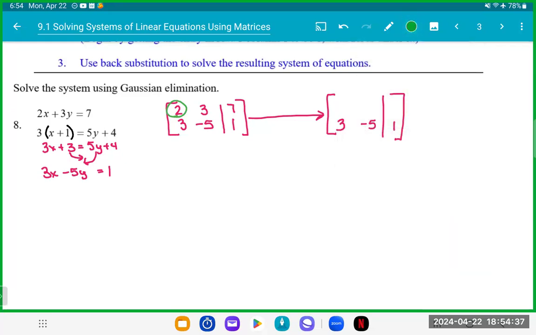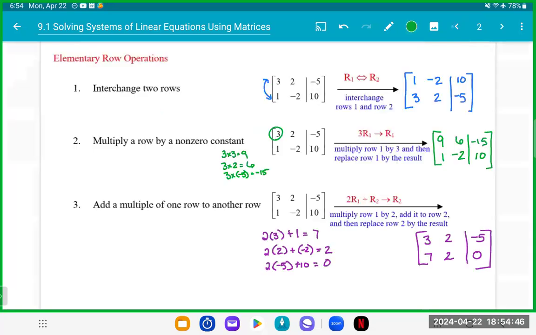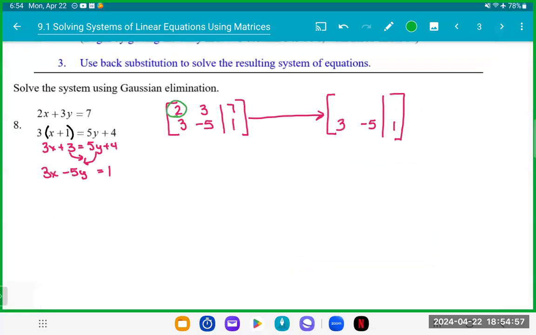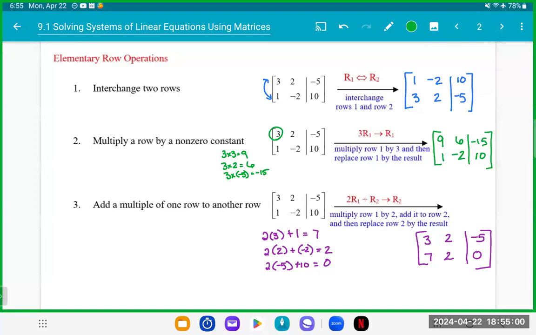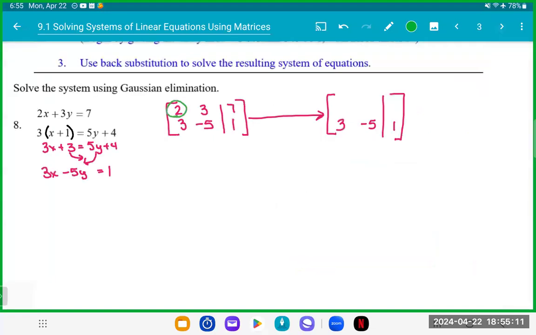So what can I do to that number 2 to make it a 1? Thinking back to the 3 things that we can choose from, right? I can't switch it with row 2 because row 2 doesn't start with the 1, so it wouldn't help me, right? And so probably the easiest one would be the second one, which is to multiply a row by a non-zero constant, okay? So could I multiply it by 1/2 and replace it, right?